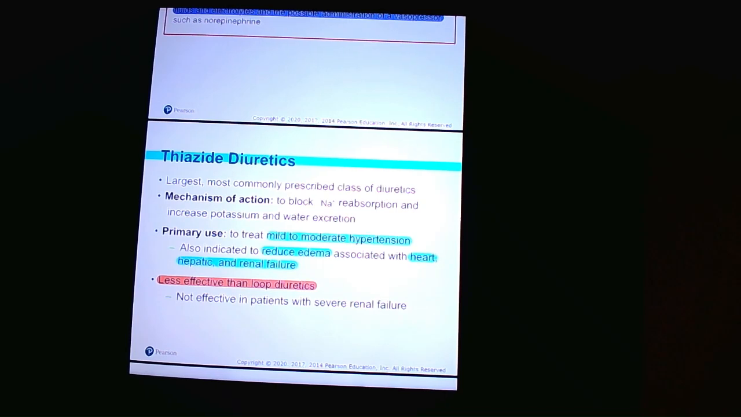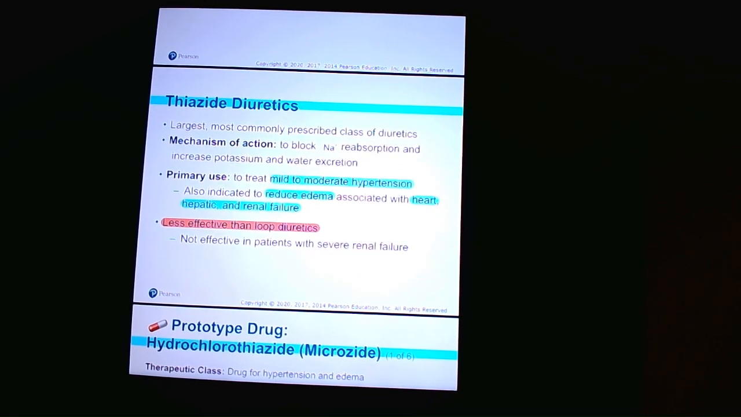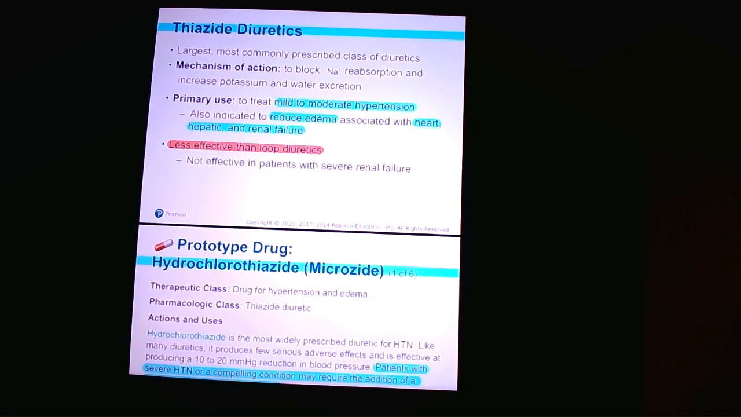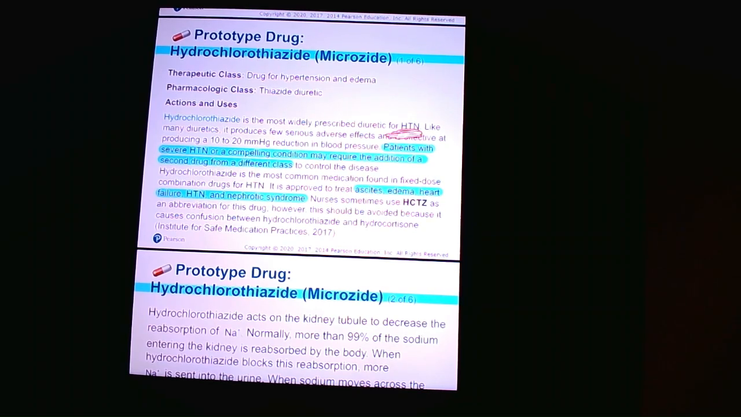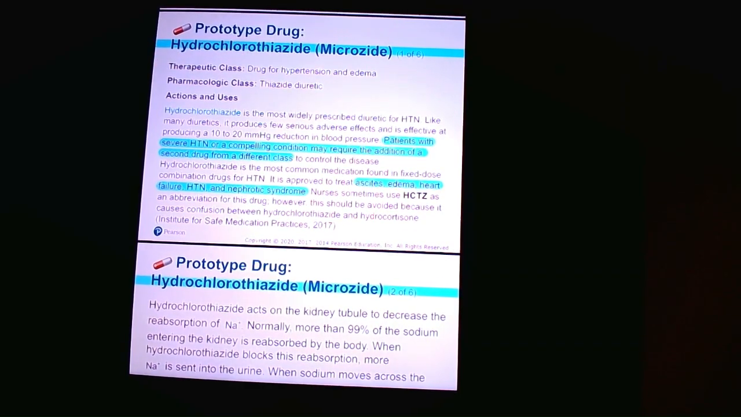They do cause a loss in sodium and potassium, mainly potassium, but they don't cause as much as loop. Loop is a little bit more dangerous, right? They just don't work as well, so they don't work for severe renal failure. But they're really big for blood pressure. A lot of patients will be on hydrochlorothiazide. I've seen that myself a couple of times. The nice thing is the "zide": Microzide, thiazide.